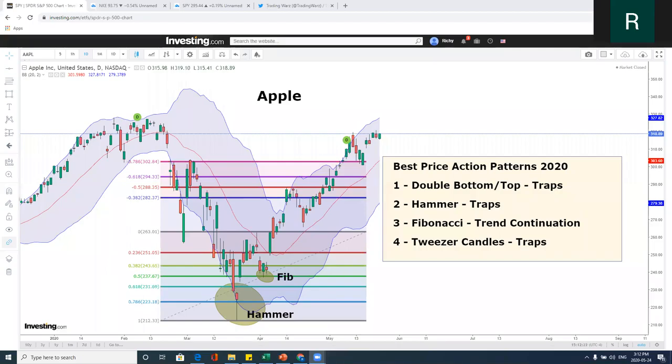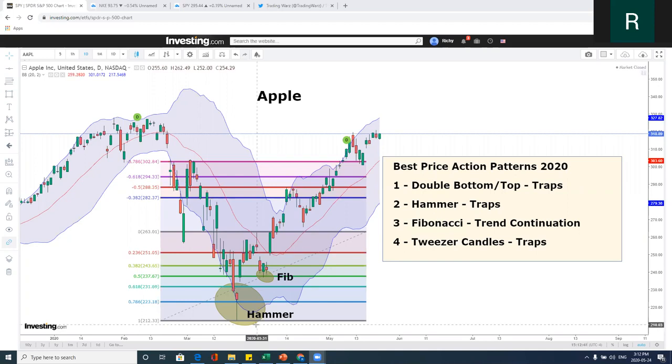I'm going to be continuing my beginner series today, and we're going to be looking at the best price action patterns to trade in 2020. The way I'm going to be doing this is looking through different stocks and recent examples to help drive home the point. So we're going to start off right off the bat with Apple, looking at the daily chart, and we have two specific price action patterns here. We have the hammer candles as well as the Fibonacci continuation trade.